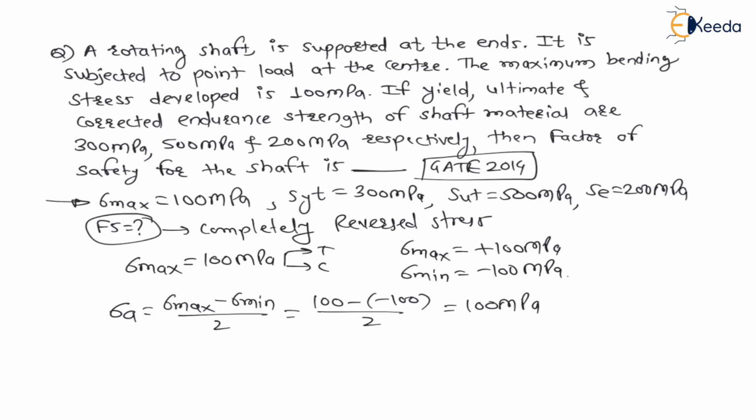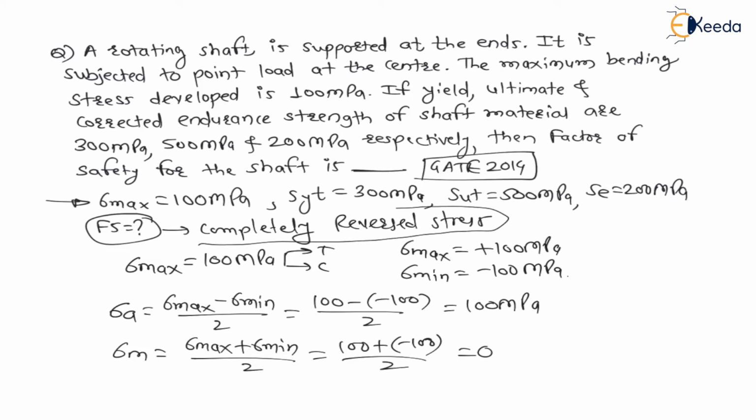This is a stress amplitude. And if you want to find mean stress, it is nothing but maximum stress plus minimum stress divided by 2, which is nothing but 100 plus minus 100 divided by 2, which is nothing but 0. And as it is completely reverse stress, already we know that it is a special case. For completely reverse stress, stress amplitude is equal to maximum stress and mean stress is equal to 0.